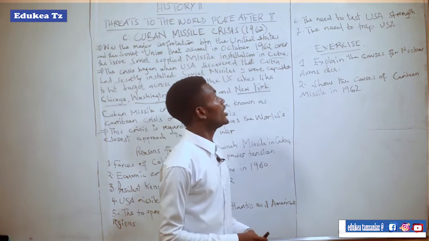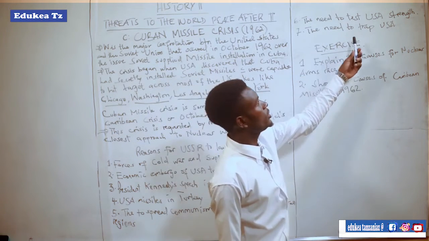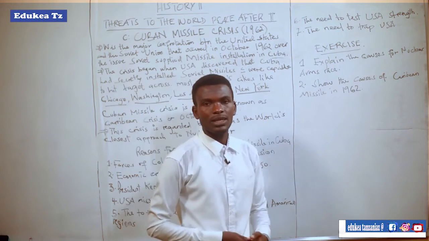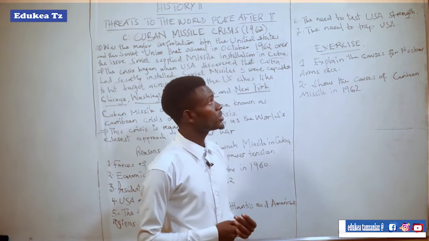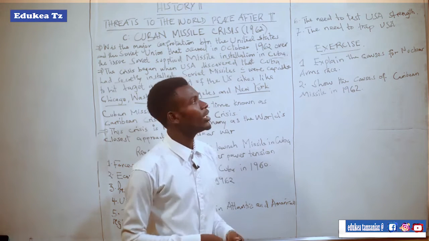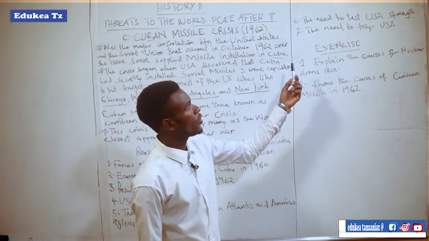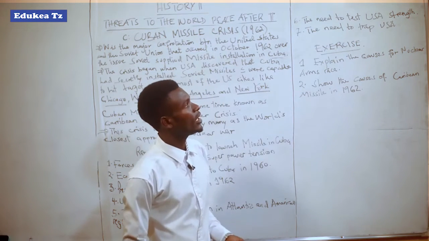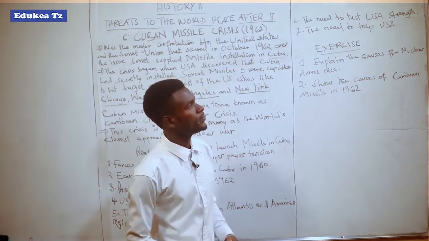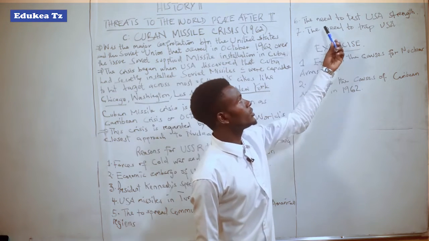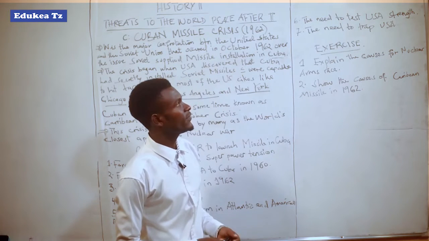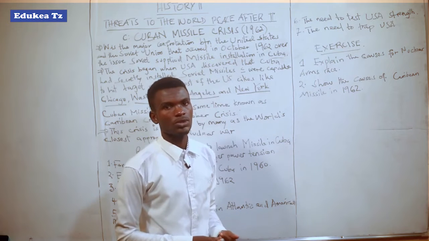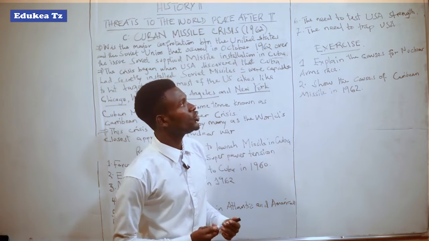And another cause was the need to test USA strength. It means that the USSR president decided to install the missile in Cuba to test the strength of the president in USA under John Kennedy. So that's why Nikita Khrushchev decided to place or install the missiles in Cuba.